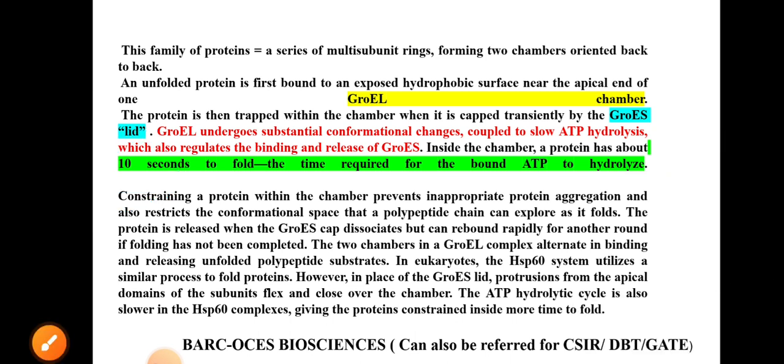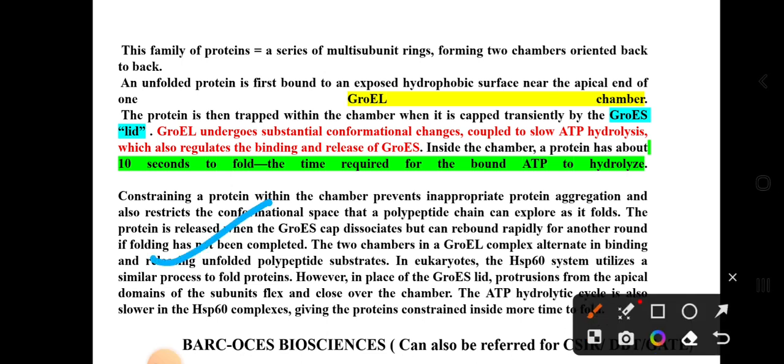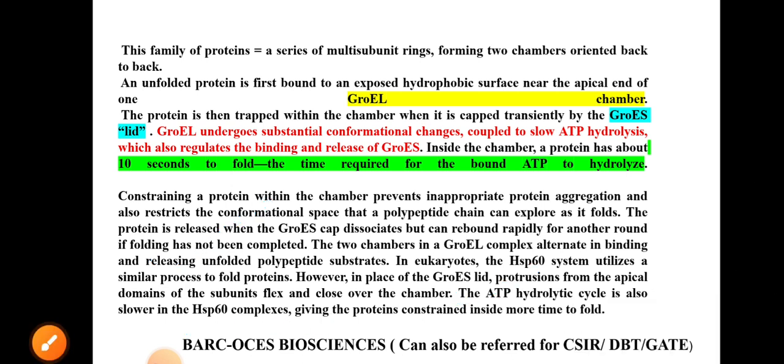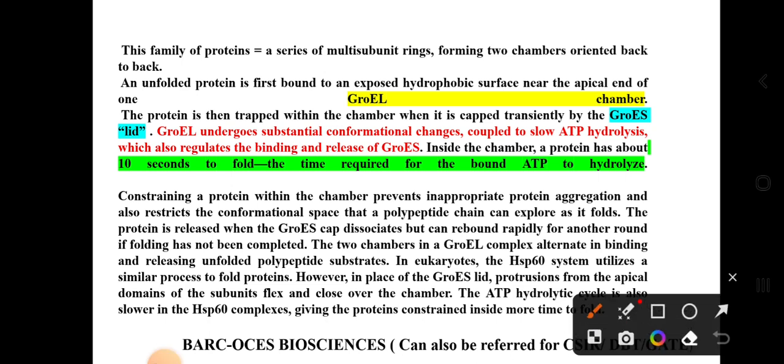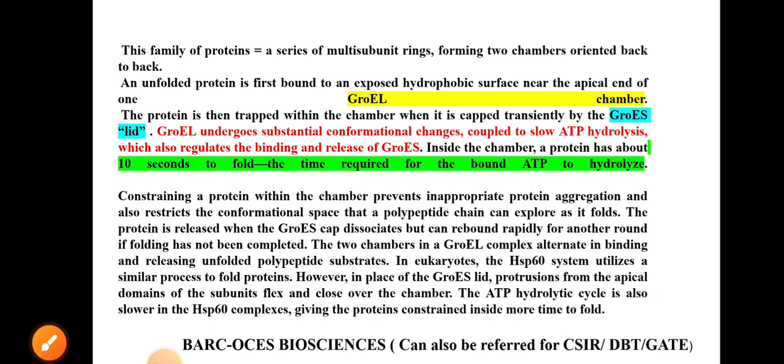If your protein is not folded, then it can go back, and again it can fold. The ATP hydrolytic cycle is also slower in HSP60 complexes, giving the proteins constrained inside more time to fold. So GroES and GroEL are called so in E. coli, and HSP60 is the same system which we call in eukaryotes.